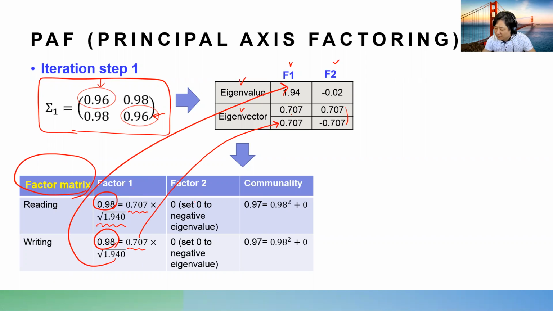Okay. And the second one is almost 0, right? If you have a negative eigenvalue, a negative value, it's just fixed to 0. If you compute it, its value is really close to 0, negative 0.000 something, so we just treat it as a 0 here. So this is a factor loading, and this is a second factor loading. The first factor loading squared plus the second factor loading squared is 0.97. This is the communality.